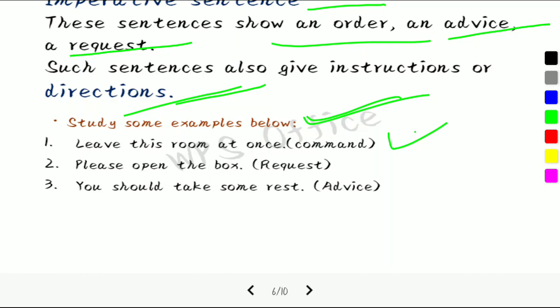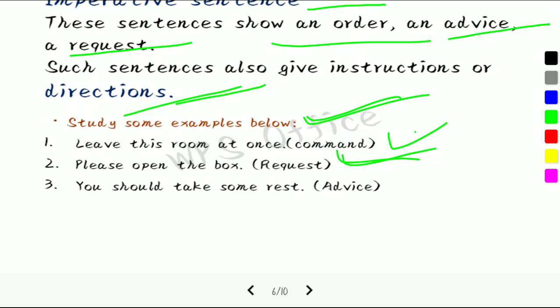And if we request something, kindly give me this thing. Requests always have some polite words like please, kindly. Those words emphasize the request. Please open the box. This is a request. I'm requesting you, I am asking you, please open the box. We can say, please, can you open the door for me? Means that I am requesting you.